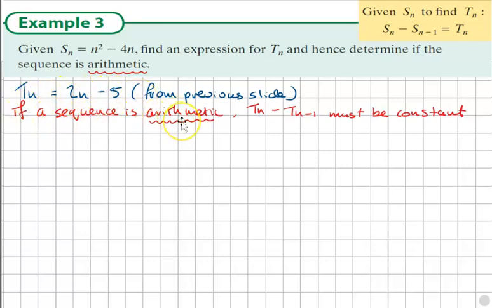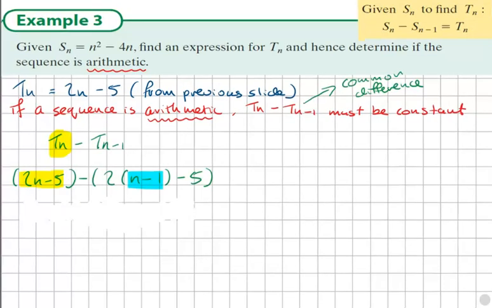If a sequence is arithmetic, then Tn minus Tn minus 1 must be a constant. So must be a number. So there should be no algebraic terms involved. So Tn minus Tn minus 1 represents the common difference. So Tn we worked out in the previous part to be 2n minus 5. And then Tn minus 1, we just swap that n for a set of brackets and put n minus 1 inside the brackets.